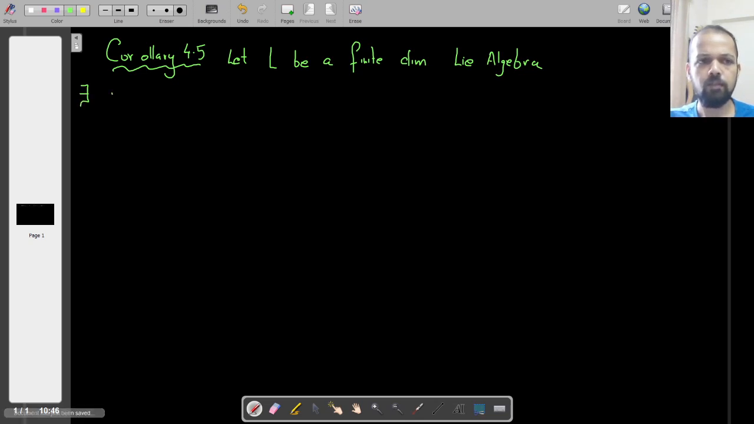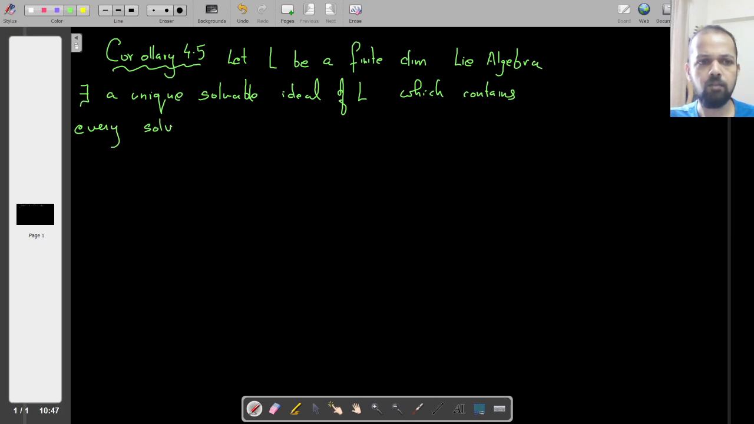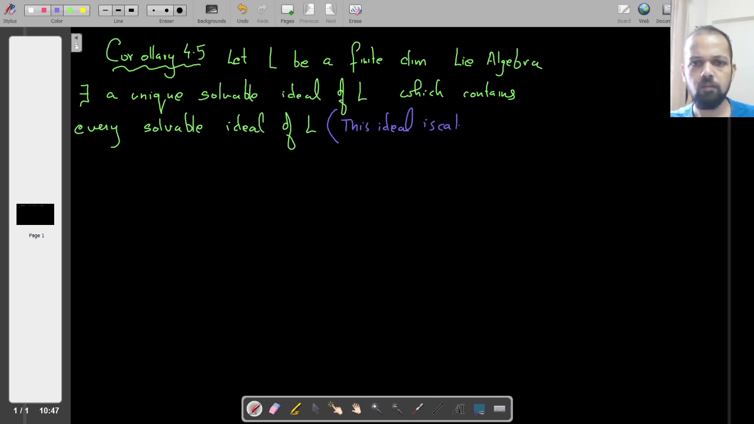There exists a unique solvable ideal of L which contains every solvable ideal of L, and this ideal is called, we'll write here, Rad L. It is pronounced radical L. Okay, so this is for a radical.